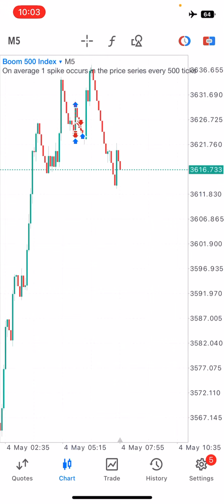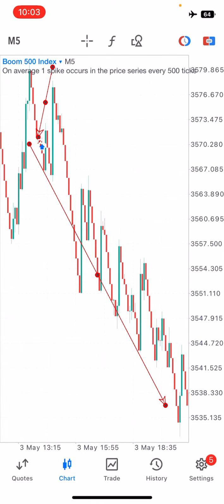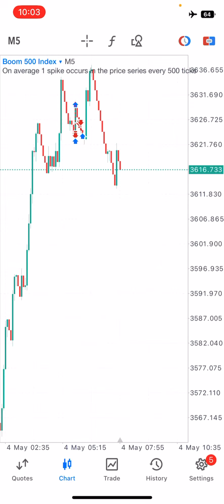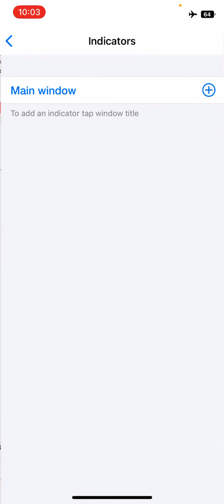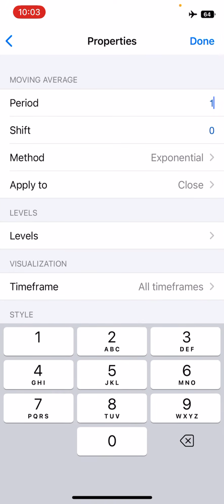Okay, as you can see, I have a blank chart on Boom 500, and we're in our 5-minute time frame, which is the time frame that we are going to be using for this strategy. Now let's get into the settings. The first indicator that you have to install is a moving average, and this moving average is going to have the following properties. We're going to have a period of 10, a shift of 0, a method of exponential, and apply to close.